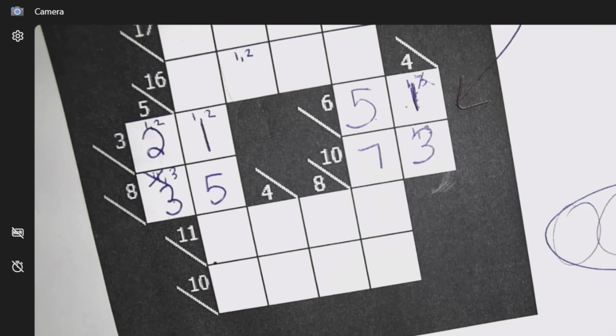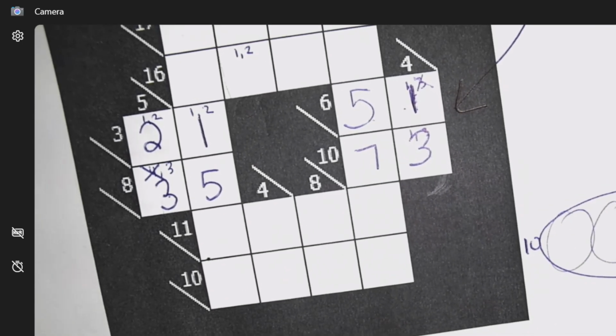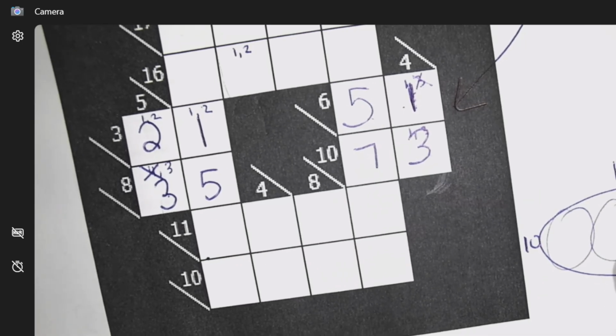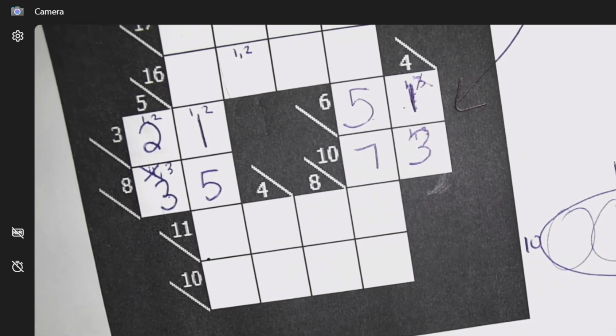Okay. I'm going to talk to you about this one. The bottom thing here says 10. Did you know there's only one combo you could ever use with 4 things? 1, 2, 3, 4. That's it. 1 plus 2 plus 3 plus 4 is the only thing you can do to make a 10.